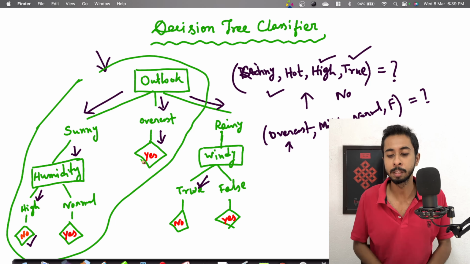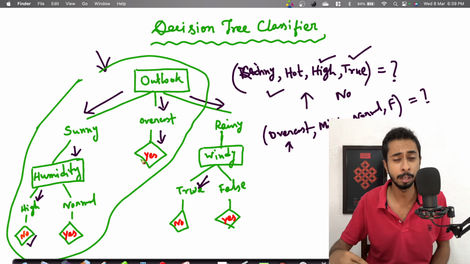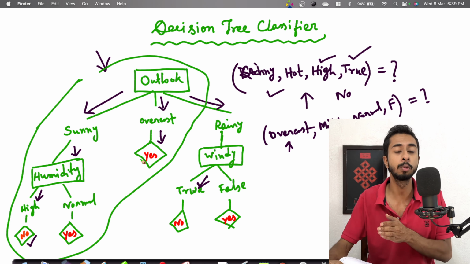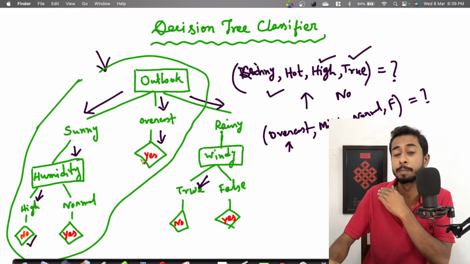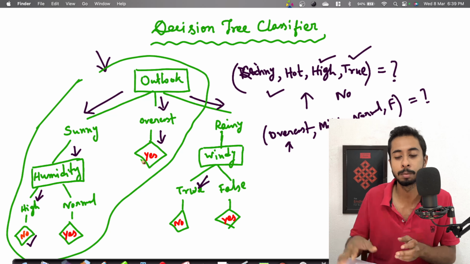So in the next video I'll show you some properties of the entropy, and there is a concept of Gini impurity which can be used as an alternative to entropy, and which is a much better approach. I'll be explaining those concepts in the next videos.